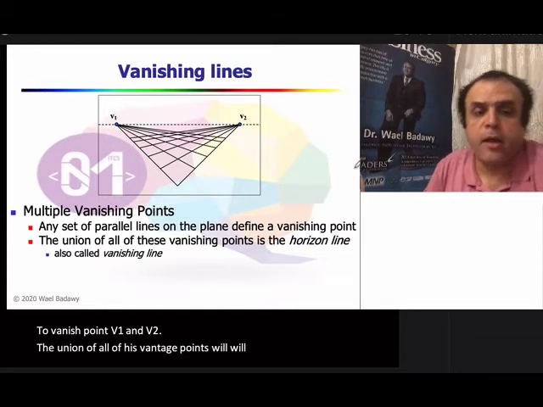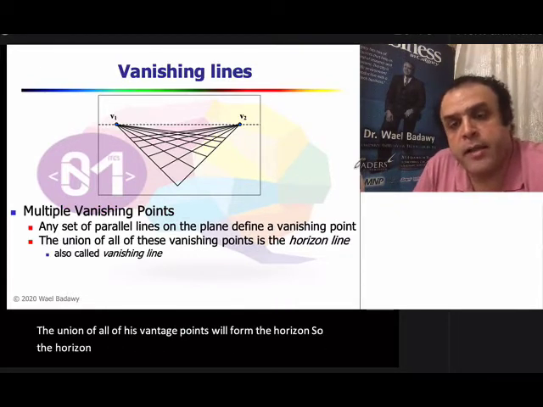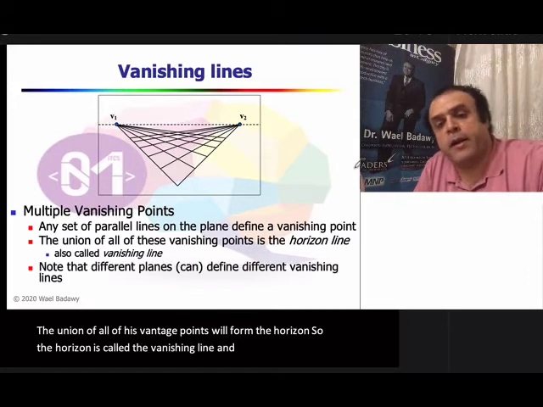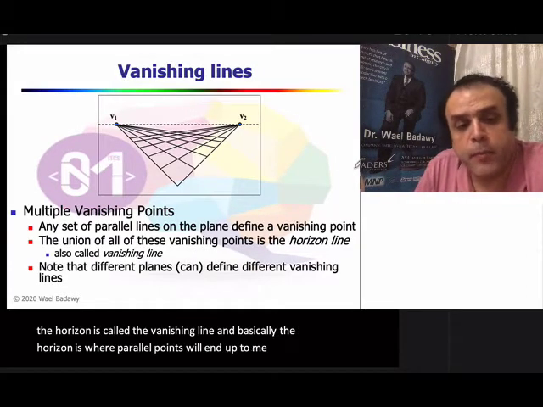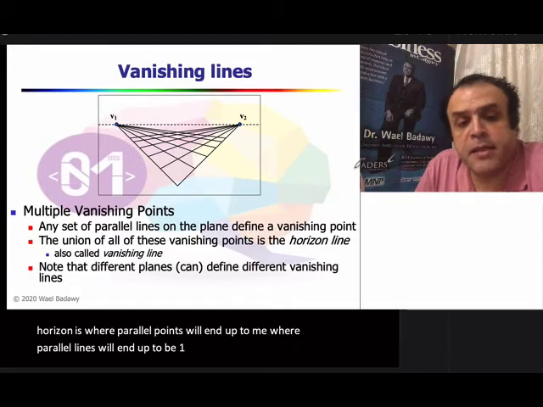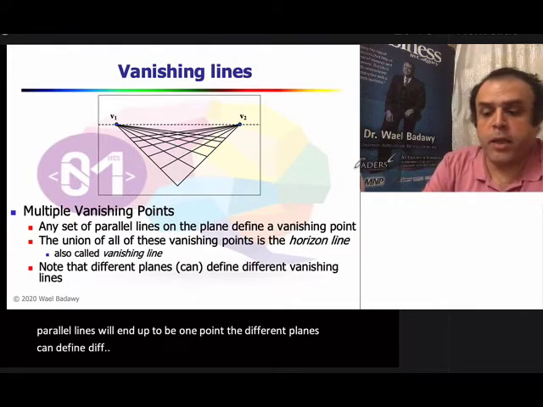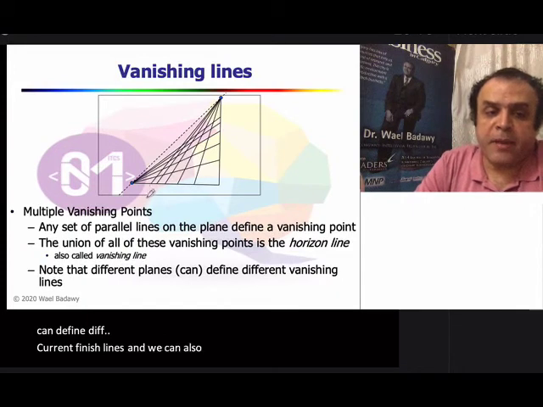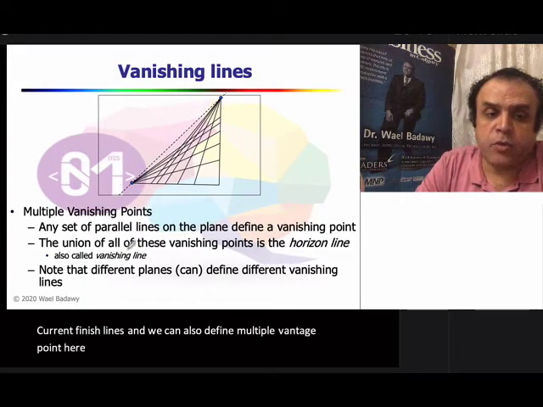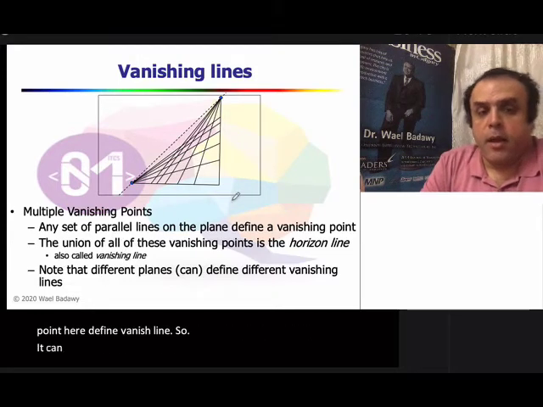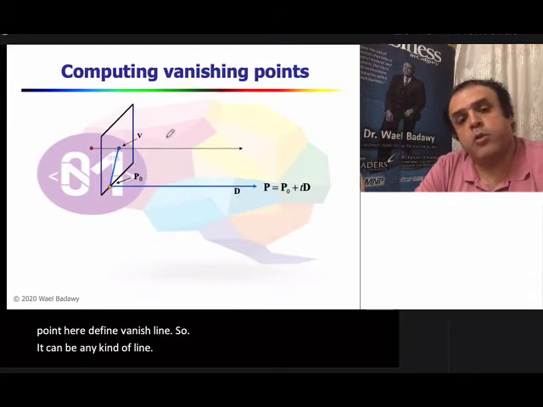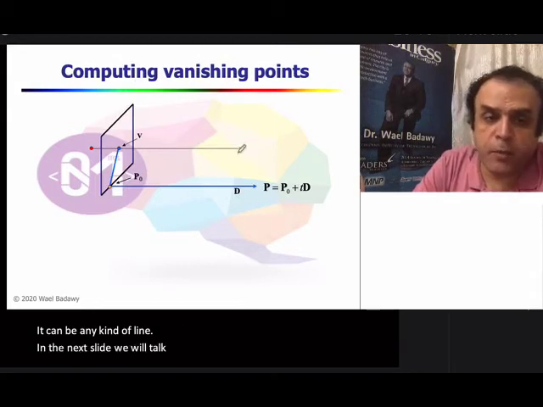So the horizon is called the vanishing line, and basically the horizon is where parallel lines will end up to be 1 point. Different planes can define different vanish lines, and multiple vanish points here define a vanish line. So it can be any kind of line. In the next slide, we will talk about how to compute vanishing points.